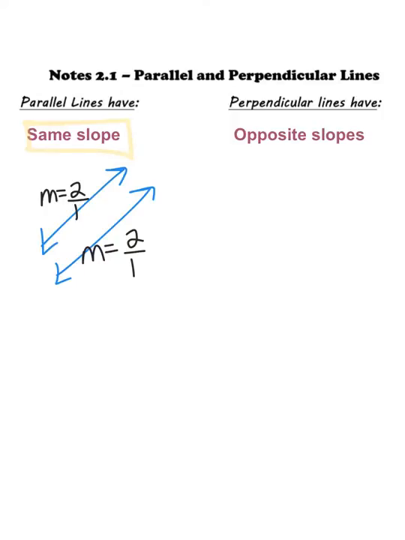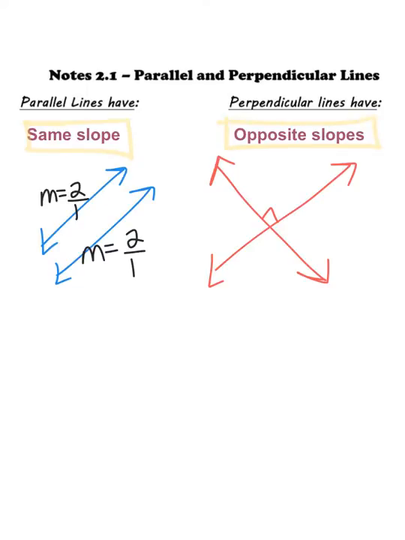Now, perpendicular lines will have some different slopes, and if we take a look at an example of perpendicular lines, first of all, they are going to cross, and specifically they're going to cross at a 90-degree angle. So that makes our lines special. Their slopes are actually going to be complete opposites, is what we say.